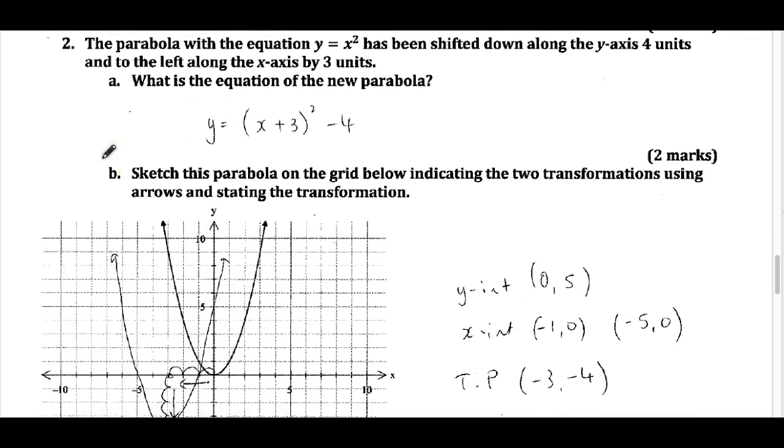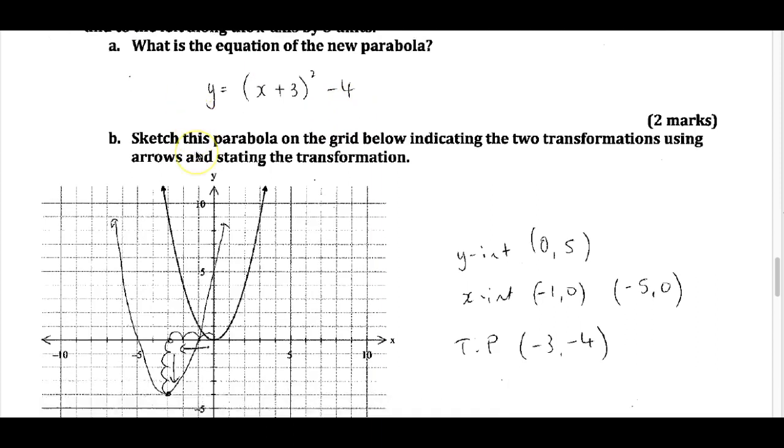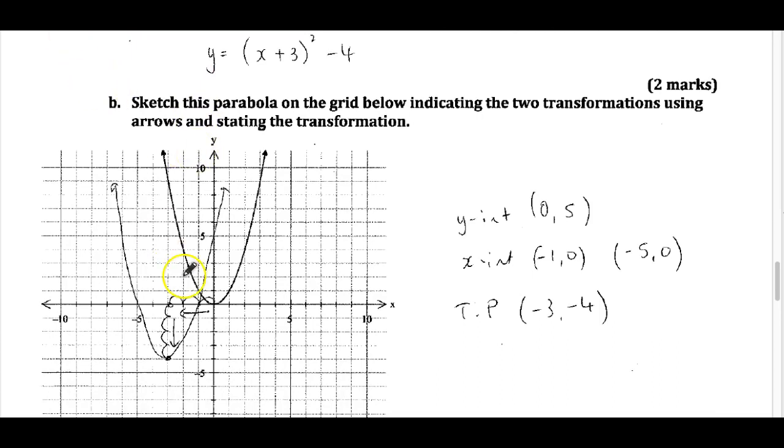So we have a parabola that's been shifted 4 units along the x-axis and to the left along the x-axis by 3. So most people were able to get this equation, which was fantastic to see. Now when you sketched it, a lot of you didn't put in the arrow, so I actually took away marks, because even though you drew it correctly and you did the x-intercepts fine, it did say indicating the two transformations using arrows and stating the transformation.